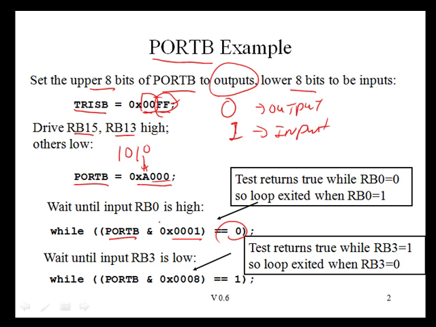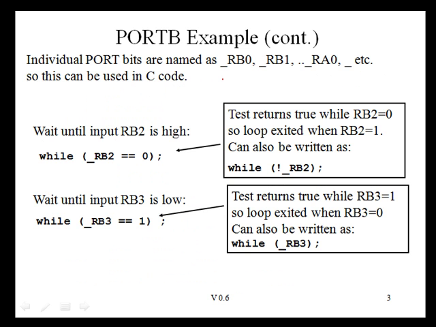While you can read port B like this as a 16-bit variable, we're going to use a different style in which we're going to write code that explicitly names the single bits that we are testing. When reading or writing single bits, we're going to use this style to name the bits. Underscore RB0 refers to port pin B0. Underscore RB1 refers to port pin B1, and so forth.